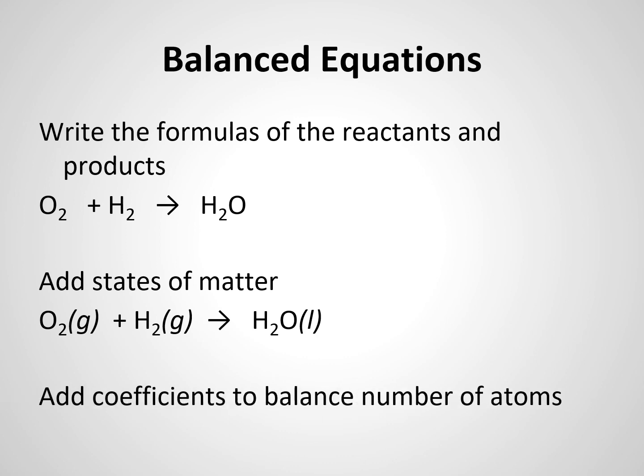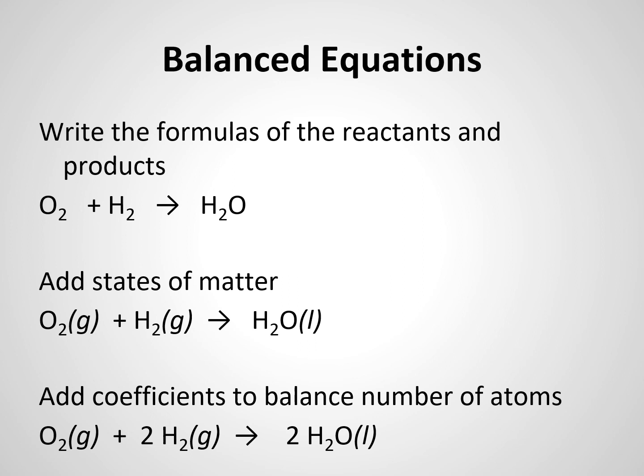And then you can add coefficients to balance the number of atoms in the reaction. So a coefficient is just those numbers that are in front of each compound in the reaction. So you can see here, if you count the number of oxygens in the total reaction, there are 2 on the left side, as noted by the small 2 next to the oxygen. So there have to be 2 on the right side as well. So that's why we've added that 2, the coefficient in front of the water.